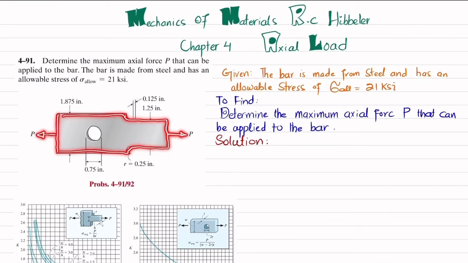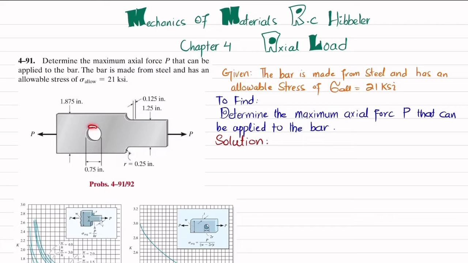Clear? There is a hole in this bar as well as a fillet. All the dimensions are given. This height is 1.875, this fillet radius is 0.2, the diameter of the hole is 0.75, and this height is 1.25 inch, and the thickness is 0.125 inch. So you have to determine this load P that can be applied to this bar. So let's start with the solution.